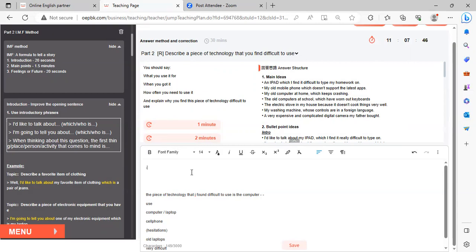For example, let's just forget introduction first, okay? And let's focus on main points because this is the important idea and details that you need to write down within 1 minute. So, for example, in 1 minute, you need to discuss what you use it for. Of course, you need to answer the piece of technology that you find difficult. You said that it is the computer, right? Therefore, you used computer already. Now, kindly describe the computer.